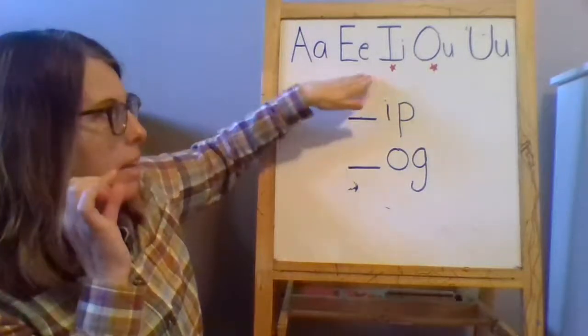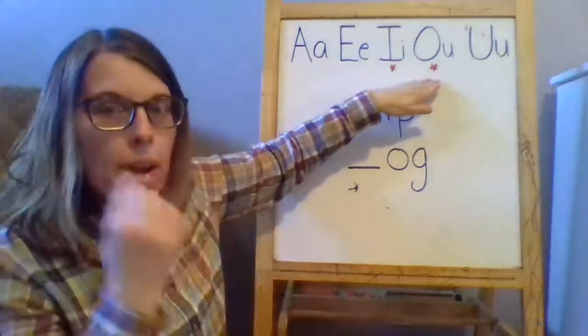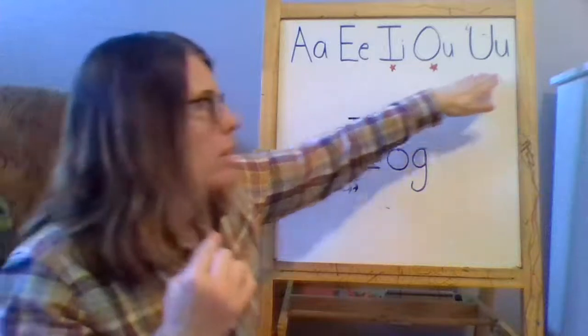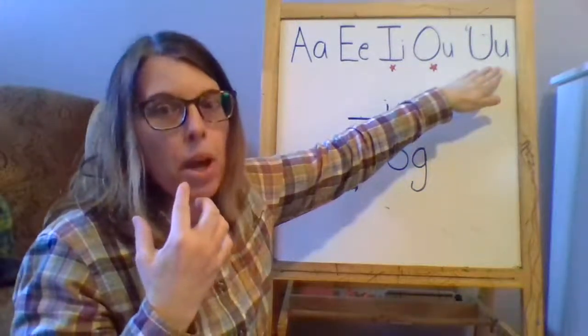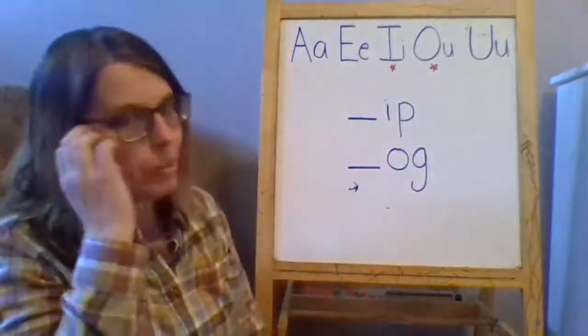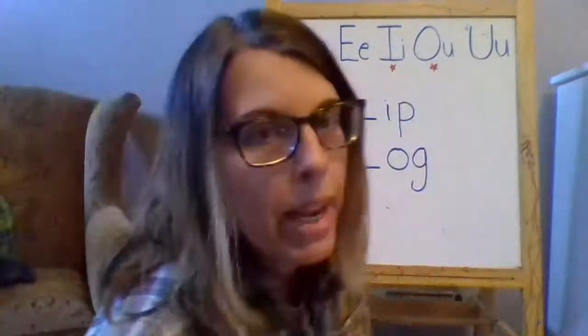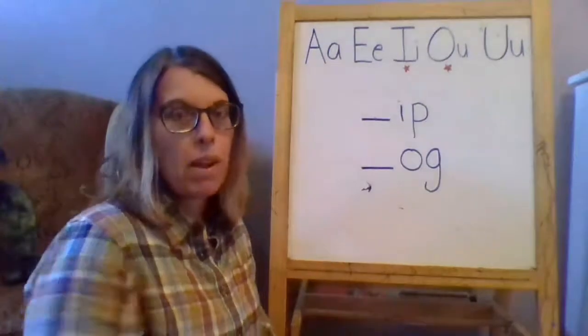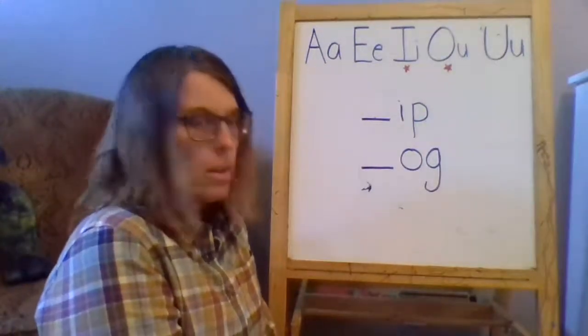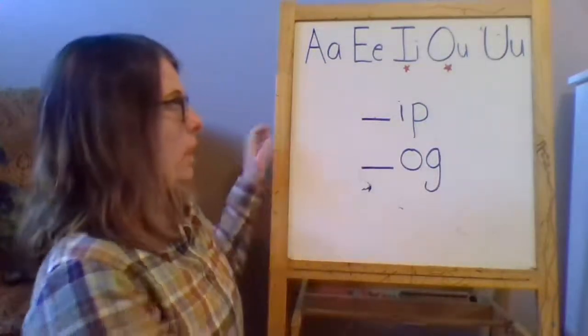A, E, I. And then O, we have that round mouth. O. And U, it's kind of a lazy mouth. U. Okay, so go ahead and practice those sounds one more time. Follow my hand. Let's do this in a random order. I'll point to one of the sounds, and I want you to make that sound.